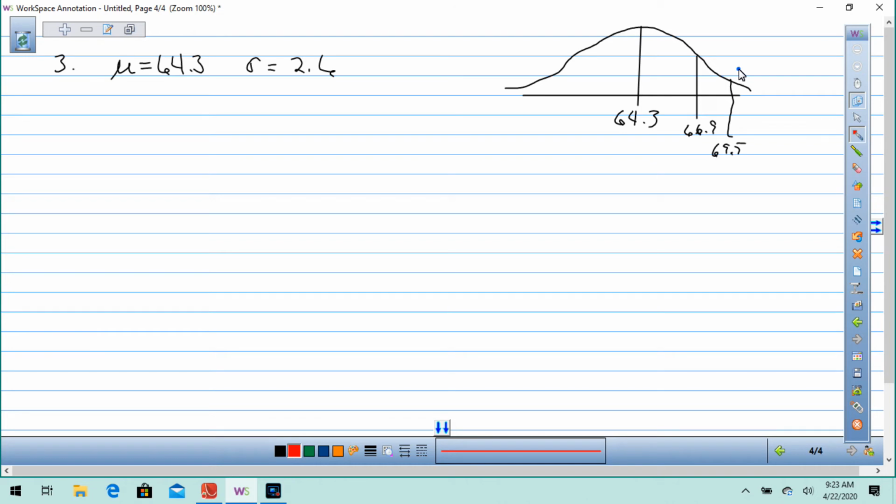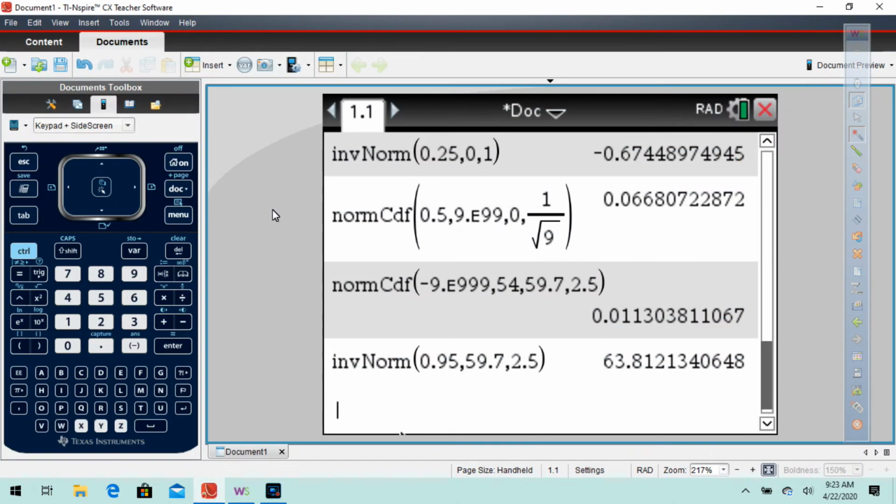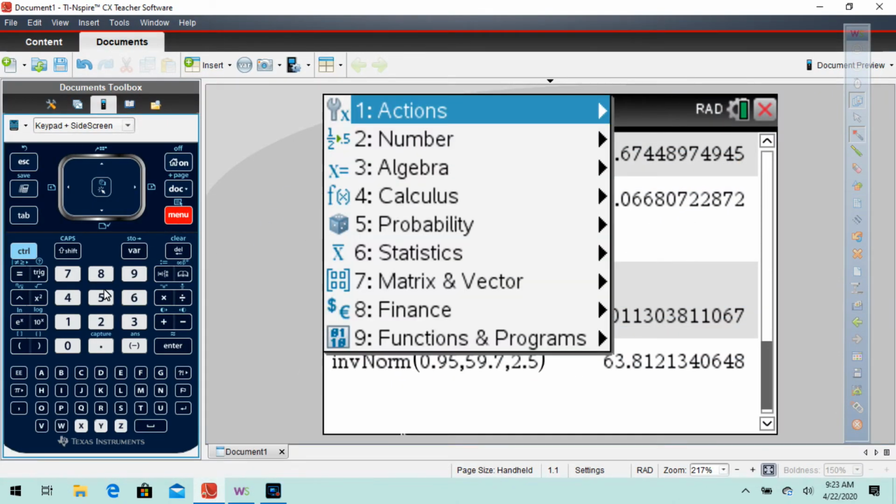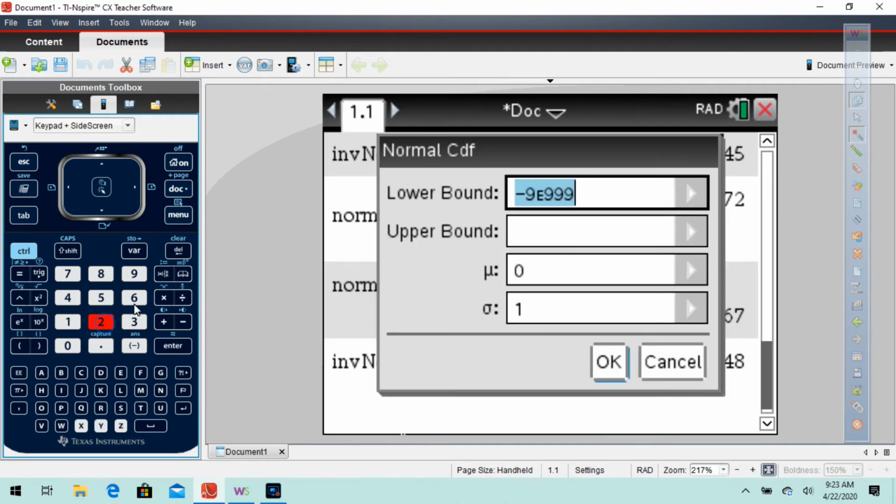So we're looking right over here. That's terrible. I can fix that. Yeah, we're looking right next to that. 70 inches. What's that percentage? Well, let's see. Menu 552. We got 70 for our lower bound, positive infinity for our upper bound.